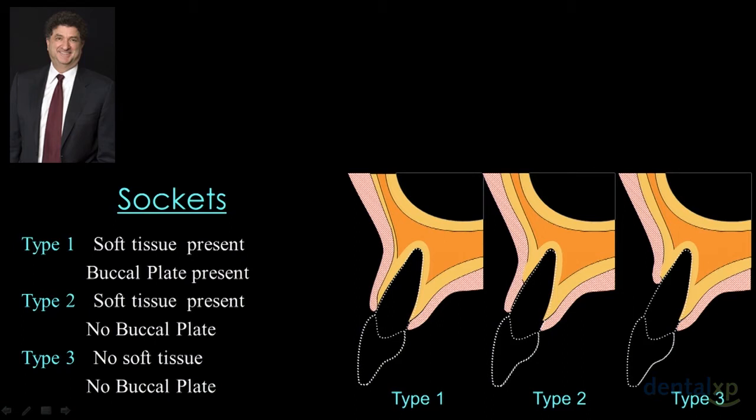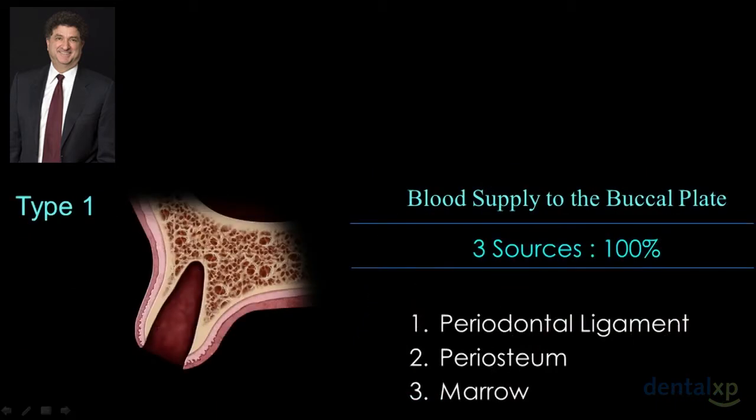Totally different. Type 3, nobody gets into trouble with. They build it up first. Bone and soft tissue are missing. So let's focus on the type 1 socket, because that's really the focus of what we can learn from this.